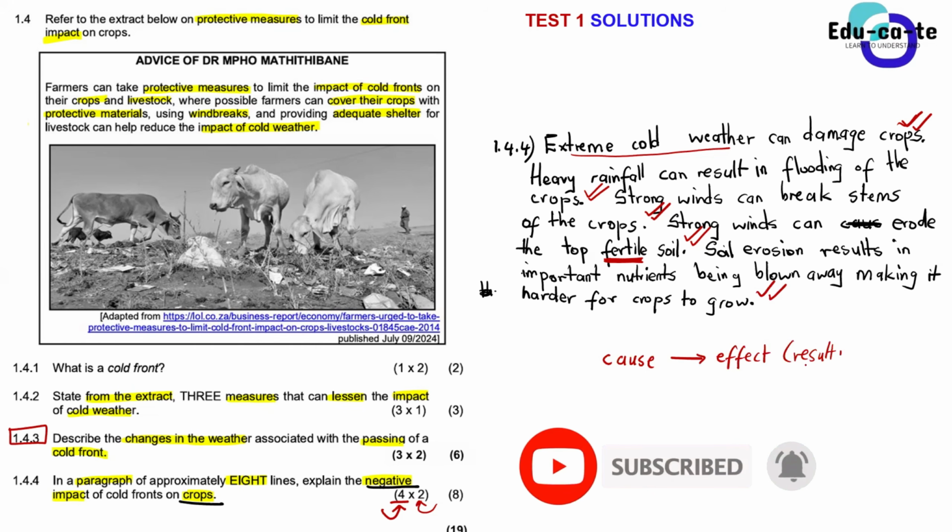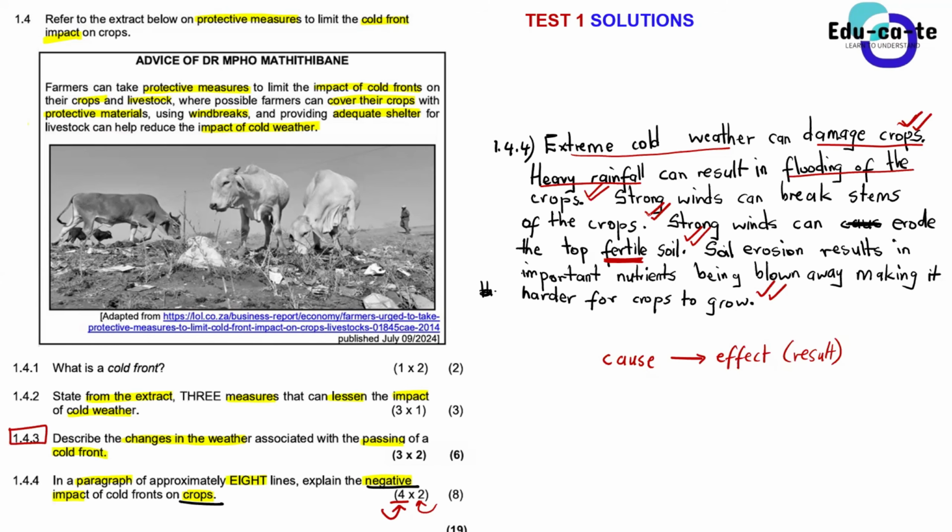For example, we have got a cause which is extreme cold weather. What effect does it have? It can damage crops. We have got a cause which is heavy rainfall. What effect does it have? It actually floods the crops. We have got strong winds. That's the cause. What effect does it have? It actually breaks the stems of the crops. So as long as you give the cause and an effect, then you can say that you've answered fully for the 2 marks.